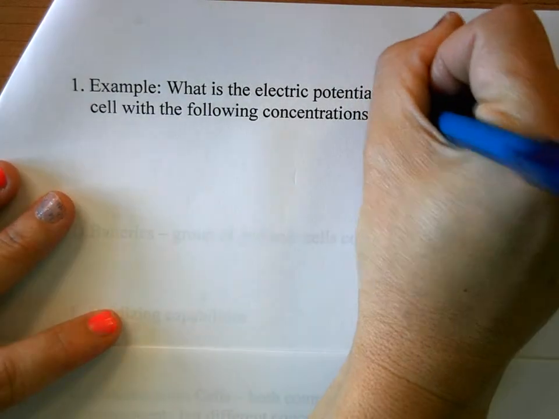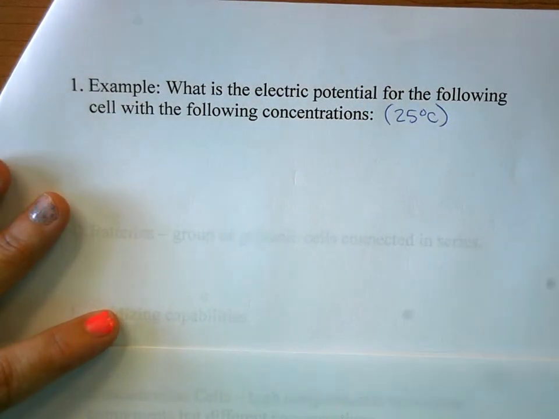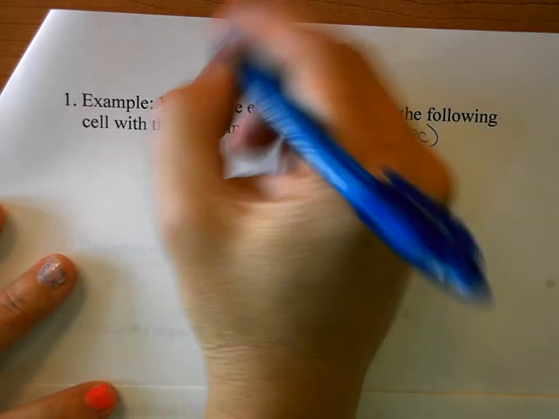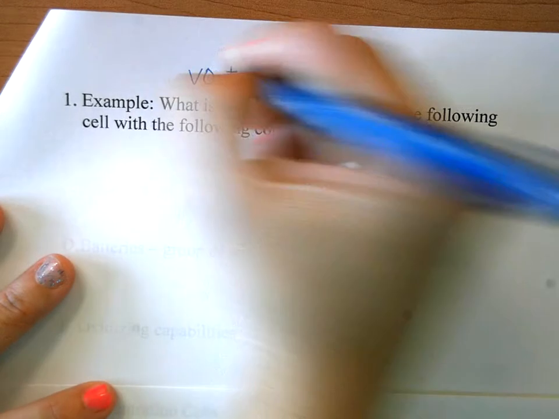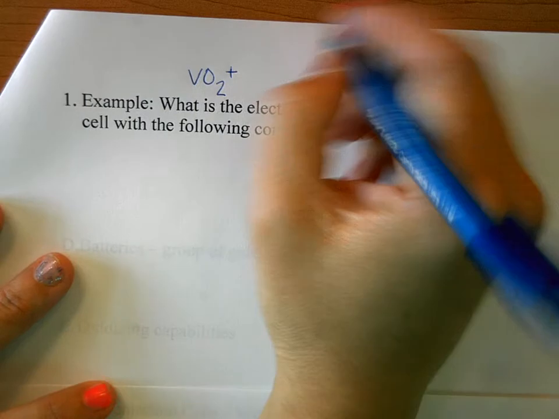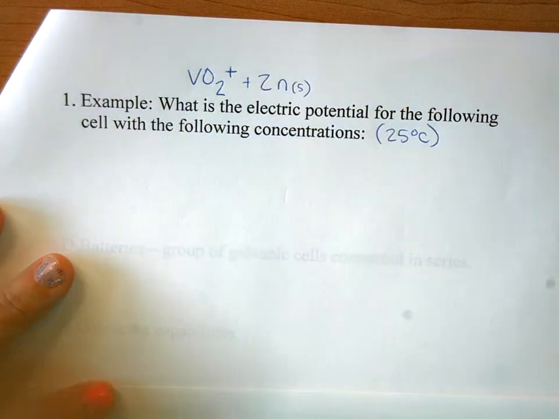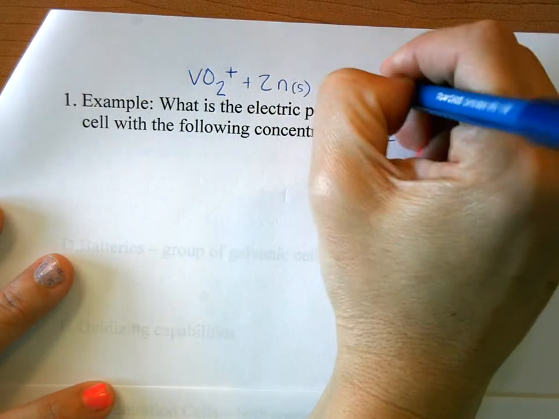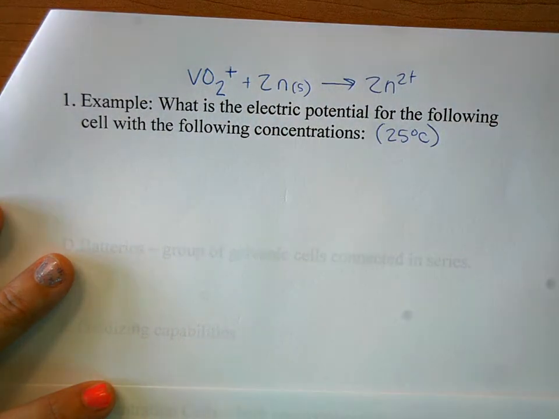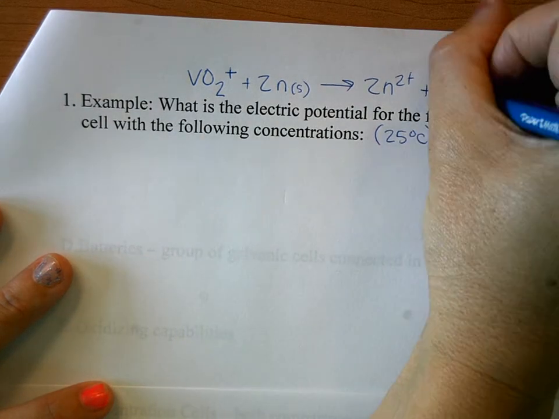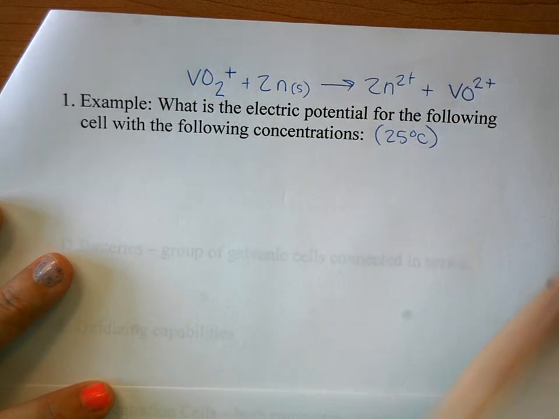All right, this one's going to be at 25 degrees Celsius. And just for saving room, I'm going to write the equation on top. We're going to have VO2 with a plus charge plus solid zinc, giving me zinc ion, zinc 2 plus. That's the normal charge of a zinc ion. And then VO with the positive 2 charge.